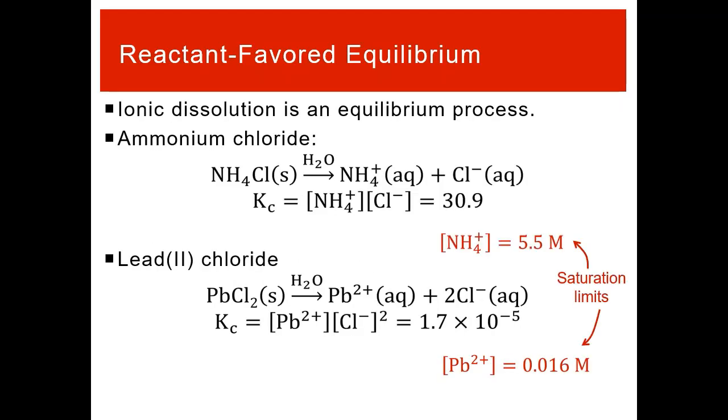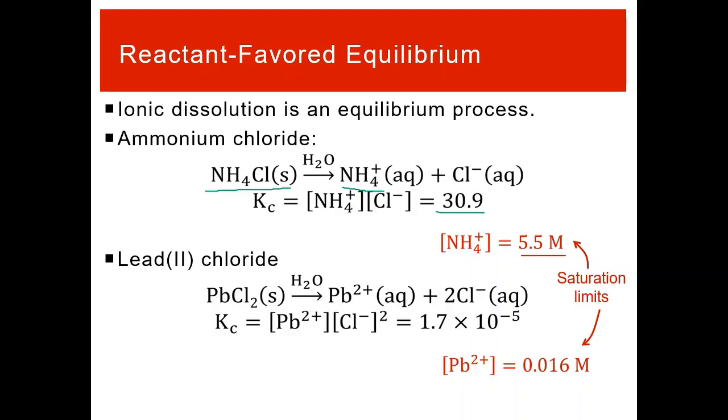Similarly, ionic dissolution, ammonium chloride, NH4Cl. This is something that we would have said is soluble because NH4 is in it, ammonium is soluble, and Kc is 30.9, which is greater than 1, which does mean this is a product favored equilibrium. And when you do it, you do get a 5.5 molar saturation limit. So yes, you can dissolve a ton of ammonium chloride.